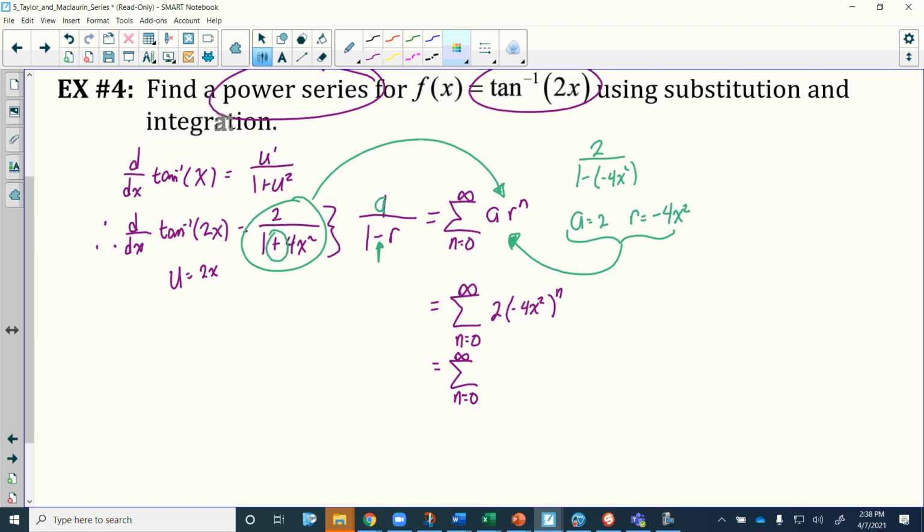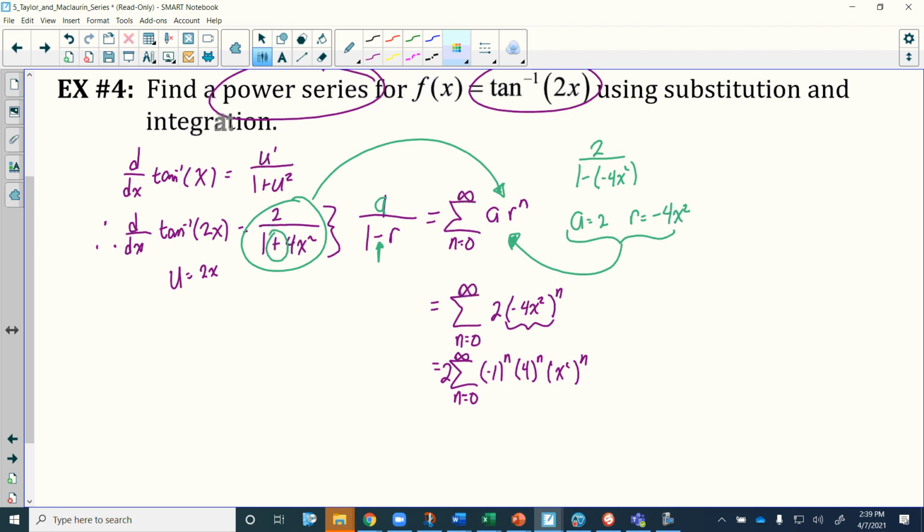So 0 to infinity. And if you want to, you can think of just pulling the constant of 2 out if you really want to. I don't think it's really going to make that much of a difference, but we'll go ahead and just pull the 2 out as a constant, and then we'll just expand all of this stuff that we see here. So I definitely have a negative 1 raised to the power of n. I have a 4 raised to the power of n, and I have an x squared raised to the power of n.